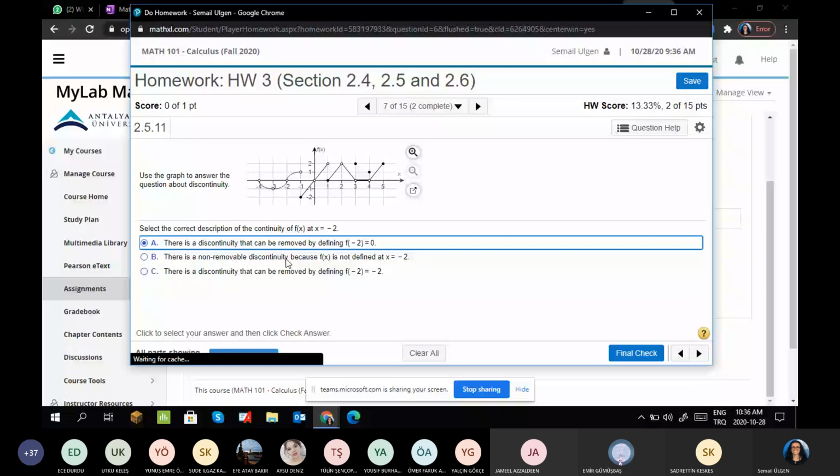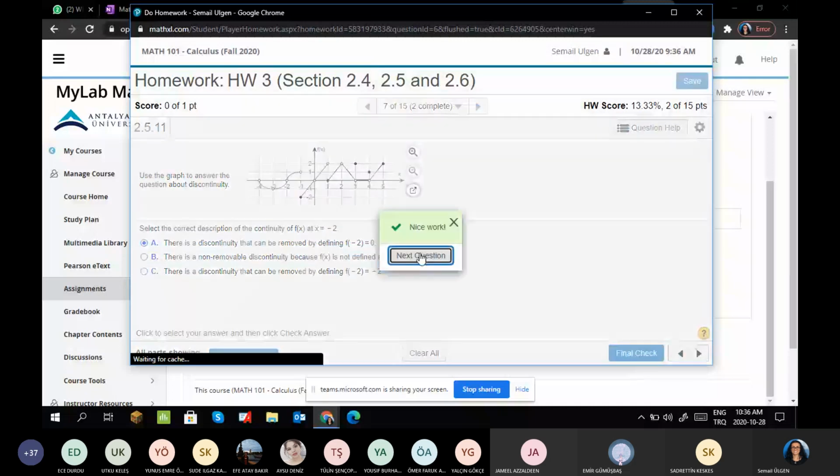There is a discontinuity that can be removed by defining f of -2 as -2. That's not right. So the answer is A: there is a discontinuity that can be removed by defining f of -2 equal to 0. This is the correct answer. The last one cannot be right because the limit is 0, not -2. So this is the right answer.